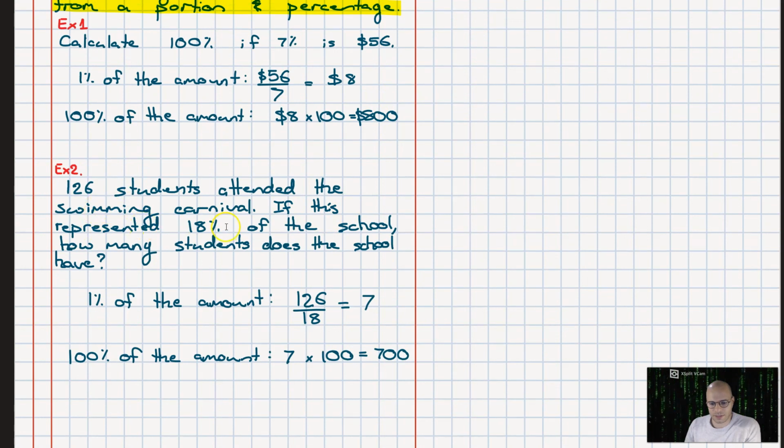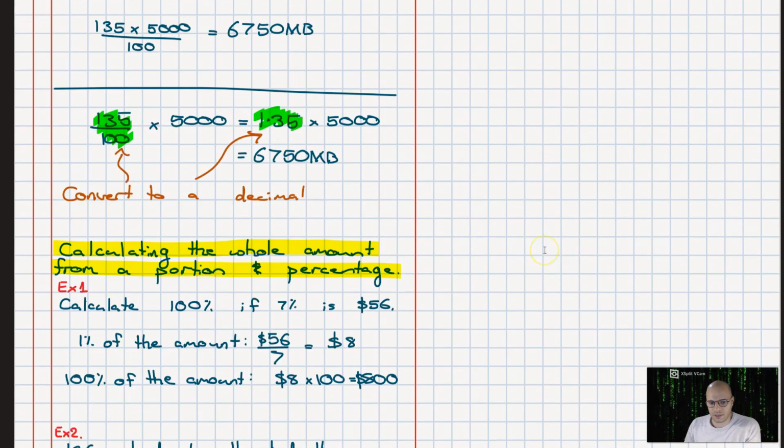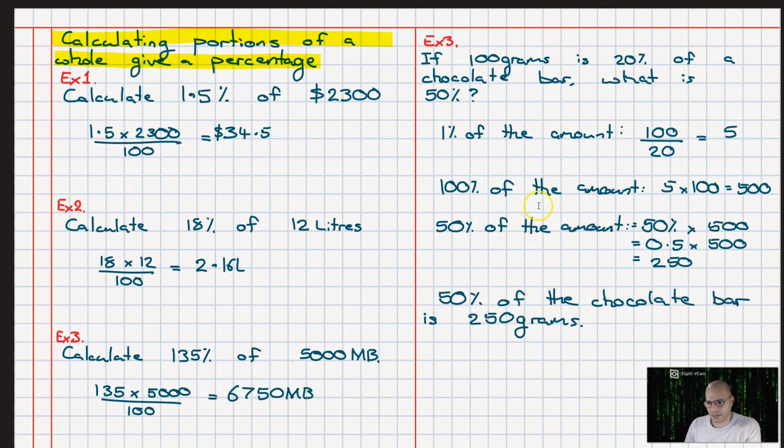We're told a percentage of the school and the amount of students, and then we calculated our 1%, then went for the 100%. Example 3, that's where we had an extra step in there, in that we calculated our 1%, then we calculated our 100%, and then we went one better and we calculated a 50% from our whole. So we just multiplied everything by 0.5.